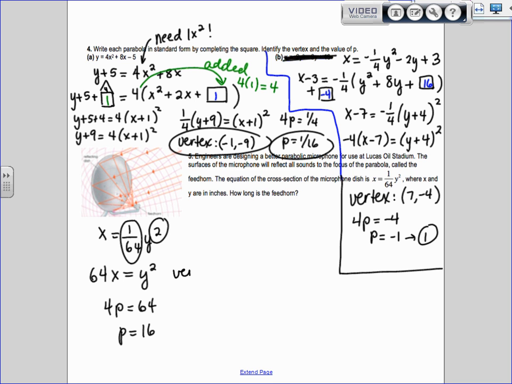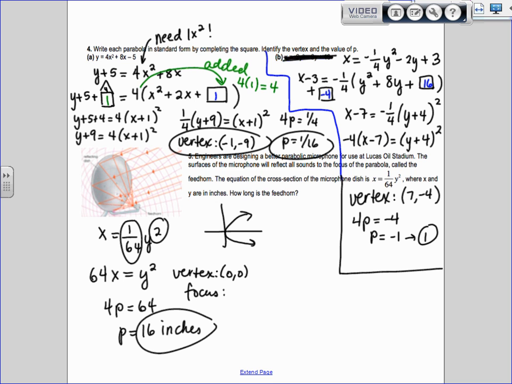So my vertex was located at 0, 0. And my focus is a distance of 16 away from it, right? So my feed horn is 16 inches. So that's what we're doing. We were finding the 16. You can think about it, it's a y squared equation. It would be like this, right? So it'd be 16 comma 0 if you want to actually write what the focus would be. Okay, does this all make sense?